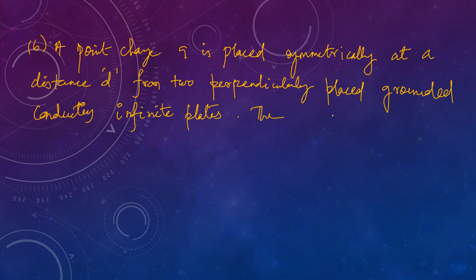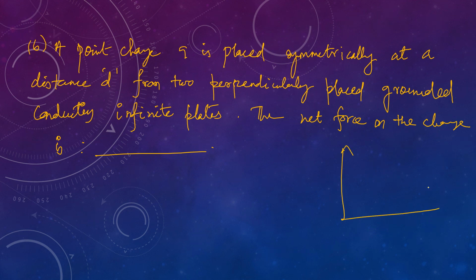The net force on the charge is... A point charge q is placed symmetrically at a distance d from two perpendicularly placed grounded conducting infinite plates. Q is like this, at a distance d perpendicularly from the plates. These are the two infinite plates. The net force on the charge q.